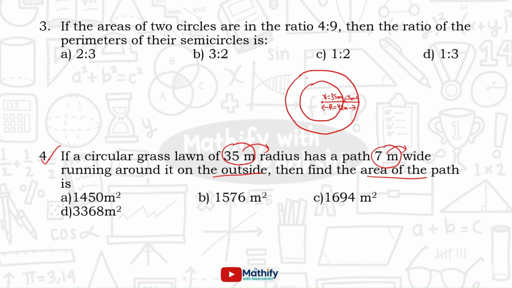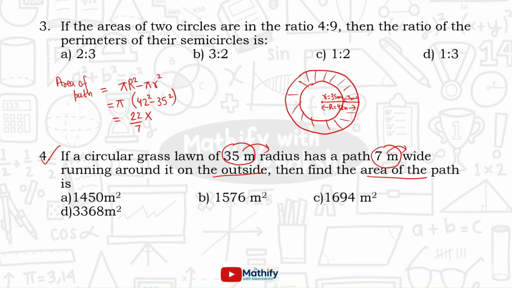We have to find the area of path. We know what is area of path? It's area of outer circle minus area of inner circle. That means pi capital R square minus pi small r square. This will give you area of path. What you can take common from here? We can take pi as common and we are left with capital R square, that is 42 square minus 35 square. Pi is 22 by 7.